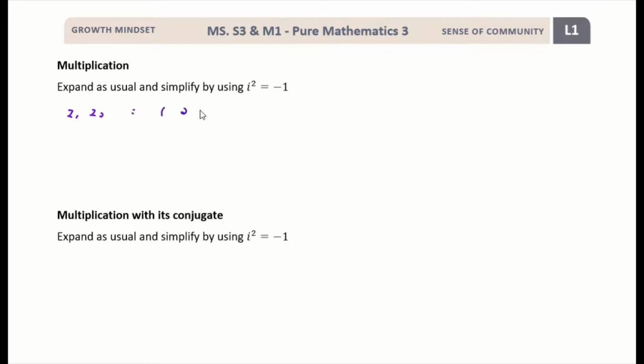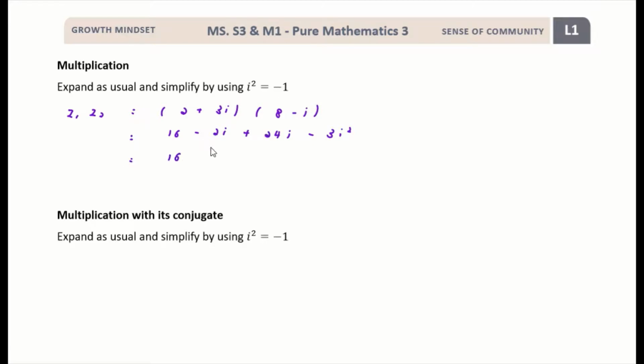Okay, so I'll have 2 plus 3i and then multiply with 8 minus i. I'm just going to expand it as usual, then simplify by using the definition i squared equals -1. So when I expand, I'll have 16 minus 2i plus 24i and then minus 3i squared. I hope that you're following: 2 times 8, 2 times -i, 3i times 8, 3i times -i.